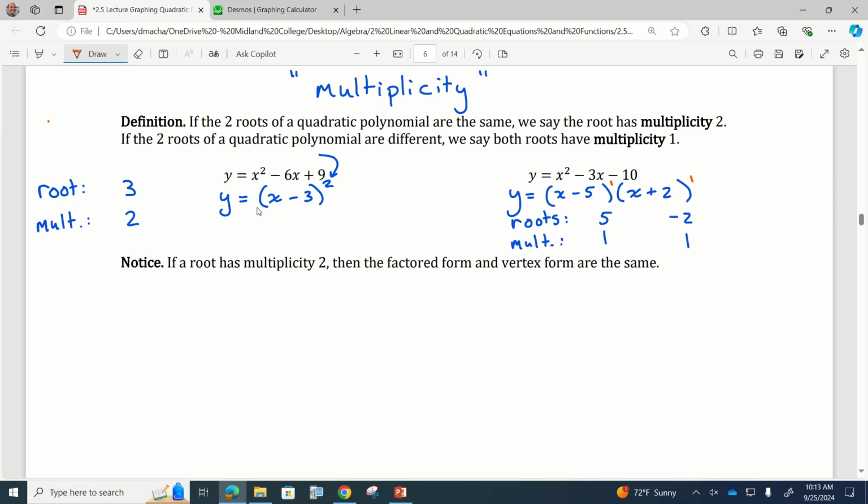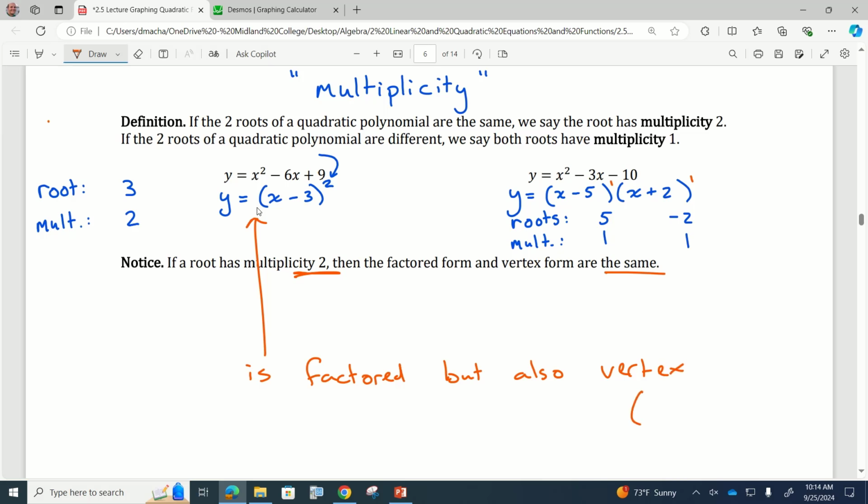Right now, when we talk about quadratics, we're only seeing 2 factors show up in the factored form. So these are the only 2 cases you could have. But starting next Wednesday, we're going to talk about polynomials that have more than 2 factors, and we'll have more discussions about what multiplicity means. But like I said before, if a root has multiplicity 2, then it's one of those cases where the factored form and the vertex form are actually the same. So this is factored form, but it's also, you'll notice, the vertex form.